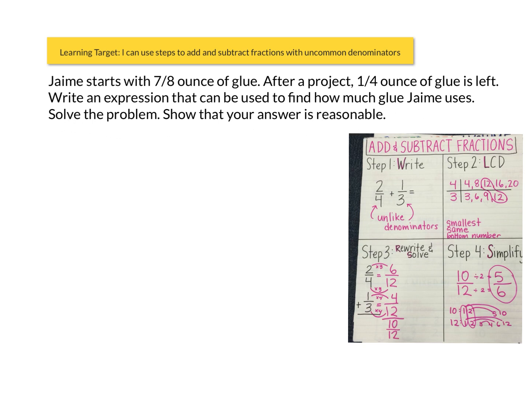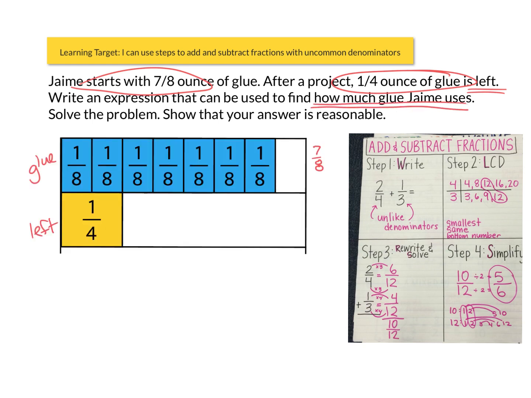All right, so I'm going to mark this a little bit so I know what I'm answering. So he starts with 7/8 ounce of glue, then has 1/4 ounce left. I want to know how much glue Jamie uses altogether. So this little picture here kind of models what's going on. I have 7/8 glue to start with, and this is representing how much is left at the end. If we want to know how much he uses, we want to know this amount right here. So this is a subtraction problem.